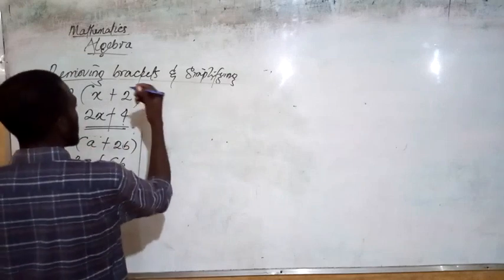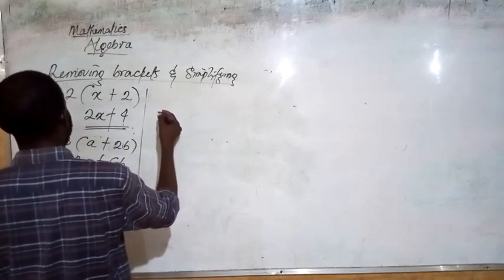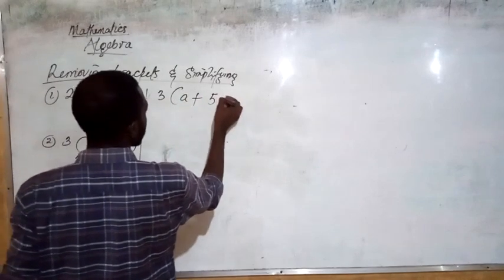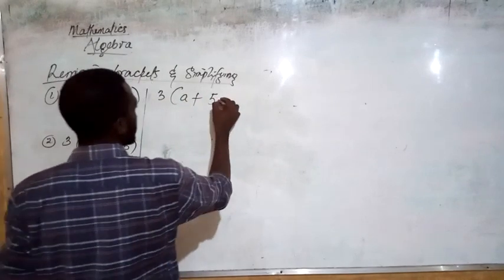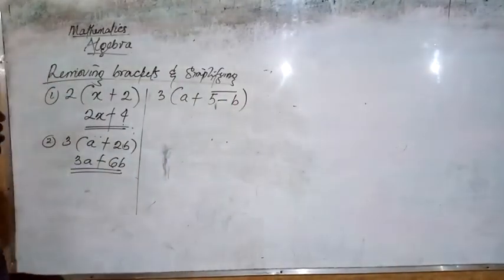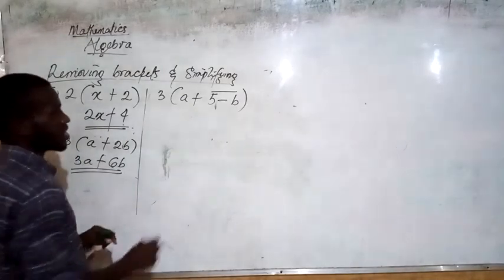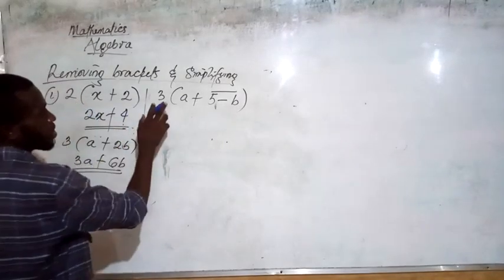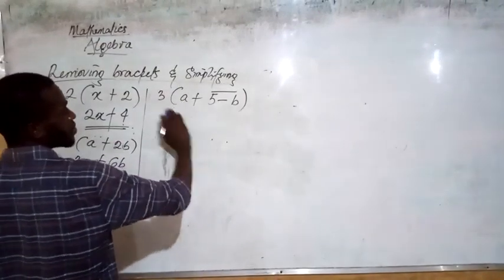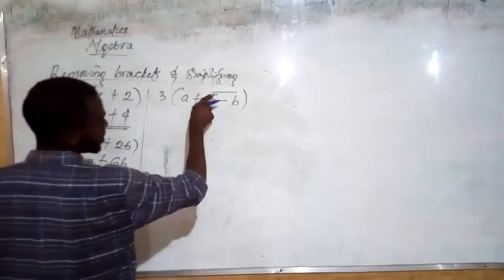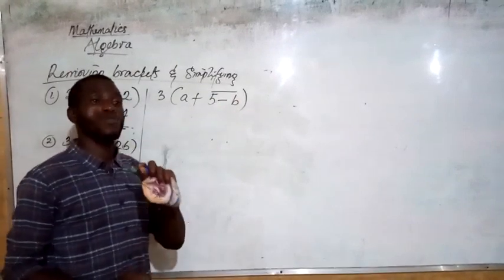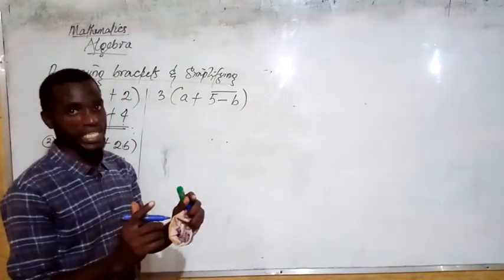Now, what if we had a longer expression like, okay, what if we have 3 into brackets a plus 5, minus b. Look at this expression. Now this is a very simple expression, and the best way to do it is this. Before we open this bracket, let us simplify this bracket, because you see there is a line here and it means something. This line is another way of denoting brackets in mathematics.